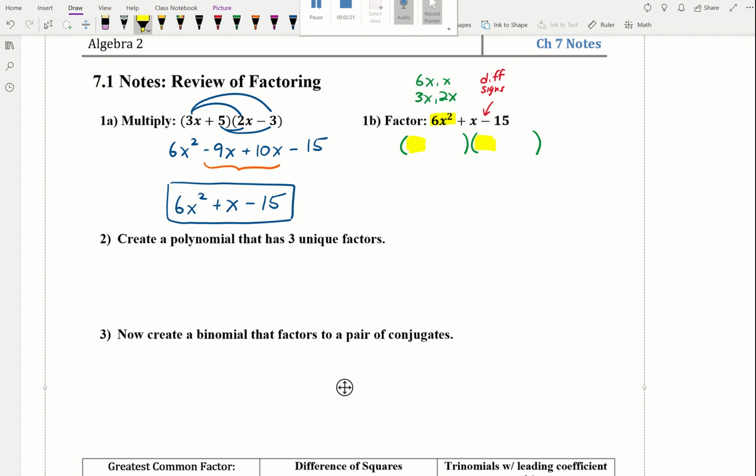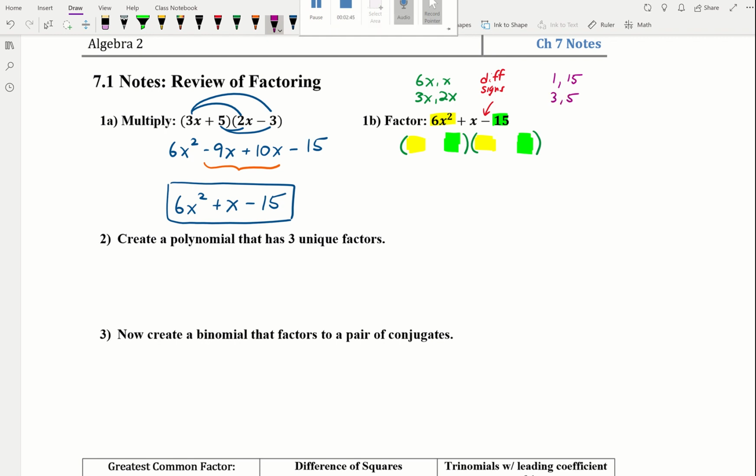And then the last thing we're going to have to consider is that the values that go here and here are going to have to multiply to this negative 15. And the fact that it's negative is why these signs need to be different. So what I would encourage you to do is list the possible factors of 15. So we've got 1 and 15. We've got 3 and 5.